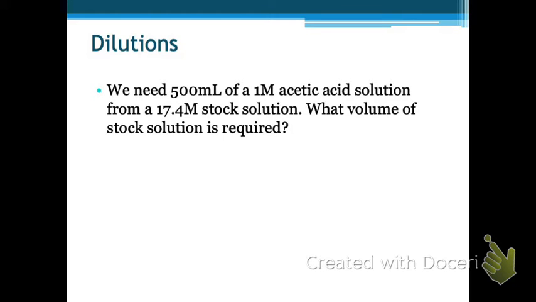Okay. We need 500 mils of a 1 molar acetic acid solution from a 17.4 molar stock solution. What volume of the stock solution is required?